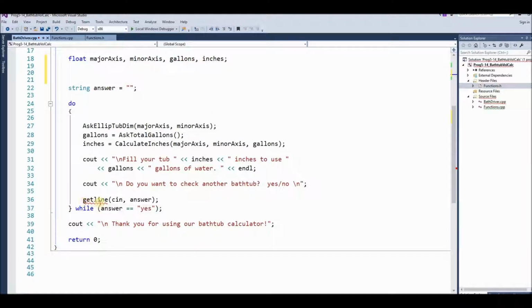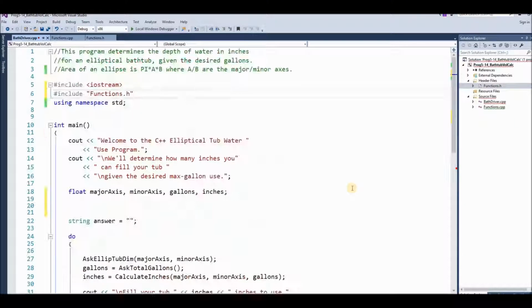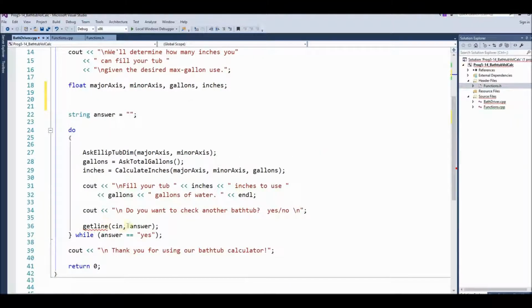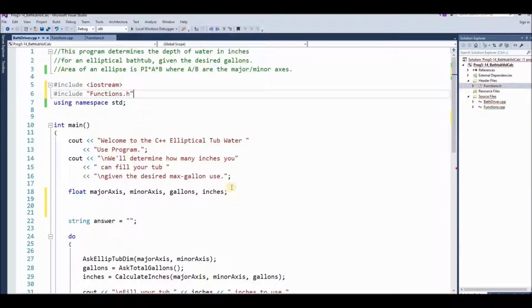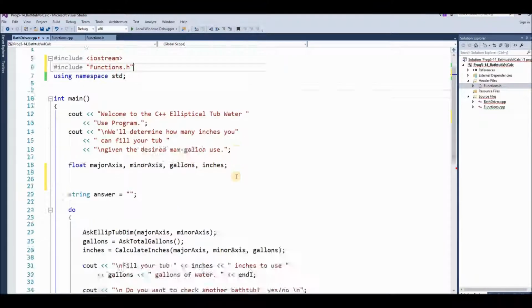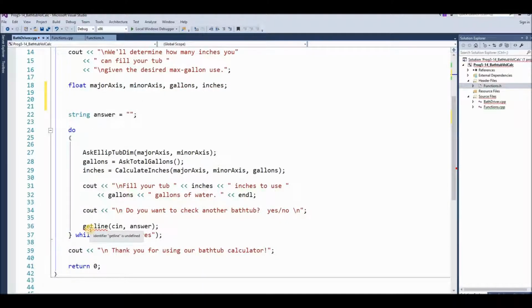This one's a little harder. I have squigglies under the getline. It says the getline is undefined. Well, no, it isn't. I have iostream. getline is defined in iostream, and so is cin, so I should be okay. Now, what is answer? Answer is a string, and I create that variable up here, and everything's fine, except, and this is one of the C++ compiler's little jokes on us. It says that getline is undefined.